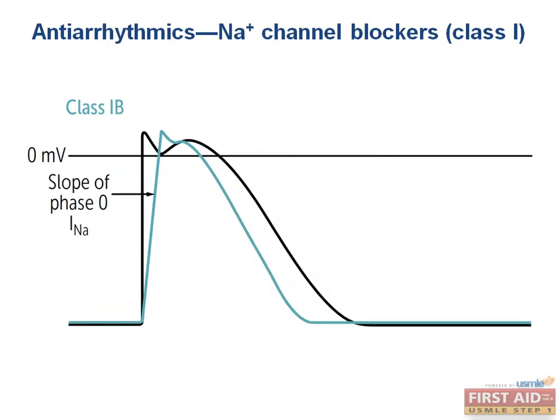Now what about the Class 1B? Only 2 drugs here, lidocaine and mexiletine. These guys inhibit the same fast sodium channels that we discussed in the 1A group, but they actually shorten the action potential. Now how does that make any sense? And they shorten the effective refractory period. How is this possible? If we're blocking the channel, shouldn't we prolong our action potential?